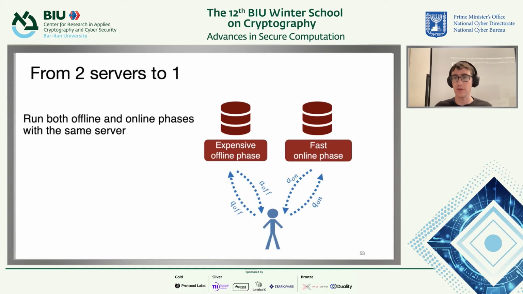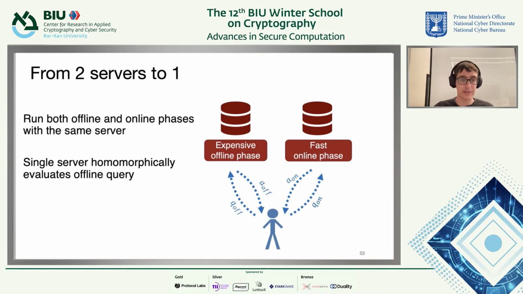Because the two server PIR assumes that the two servers are not colluding, like the adversary either sees the queries to the left server or the queries to the right server. And if we just run everything on the same server, security would no longer hold. Well, what can we do?